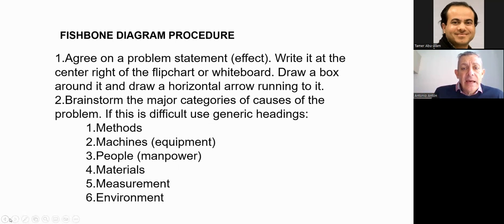Compared to the other technique, we start by putting the problem on the left side. Here we continue doing the same: we agree on the problem statement. The problem statement is the fact, what you need to show. So we write it at the center right of the flip chart or whiteboard and draw a box. You can put it at the left as well. It doesn't matter, it depends on the big picture.